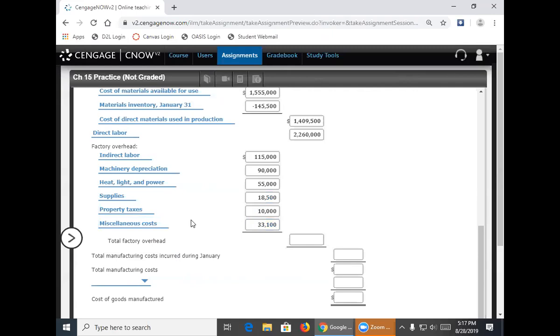So again, to save time, I added all those up. So our total overhead should be 321,600. So factory overhead, 321,600.